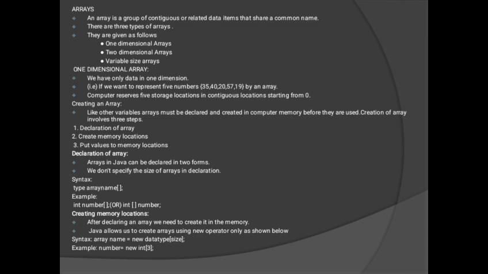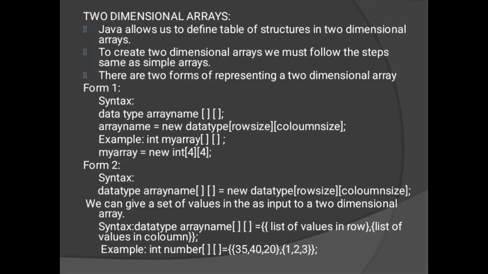Creating memory location. After declaring an array, we need to create memory for it. Java allows us to create an array using the new operator only, as shown below. Array name equal to new data type and within brackets the size. Example, number equal to new int within brackets 3.